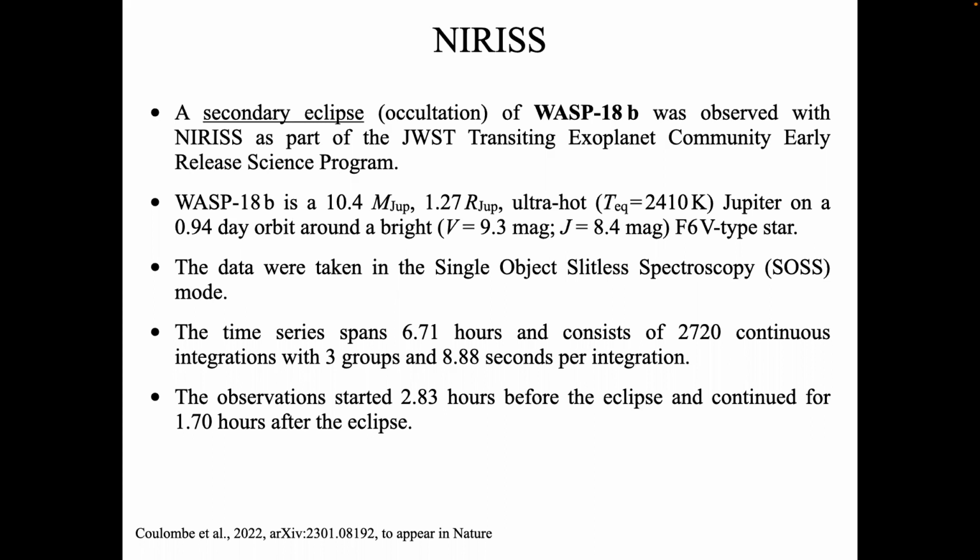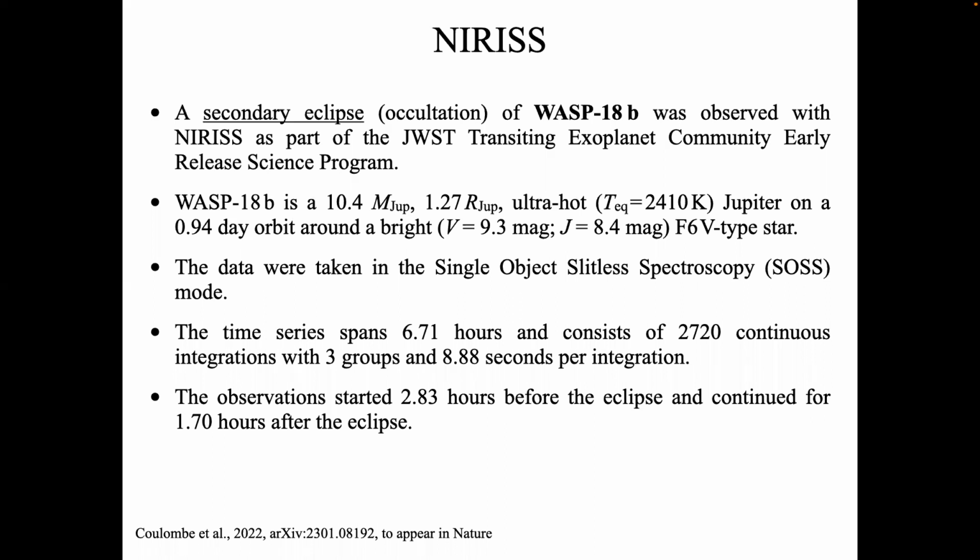This planet is hotter than the previous one. It's very massive, 10 Jupiter masses, and the radius of the planet is a little bit larger than the radius of Jupiter. The source is very bright. It's an F6 star, and we used NIRISS again to observe this occultation, using again the single object slitless spectroscopy mode.